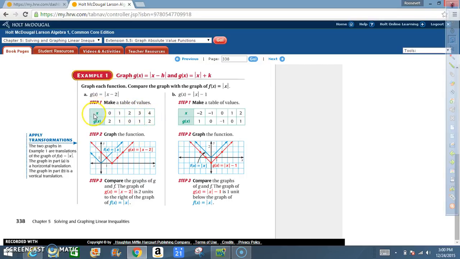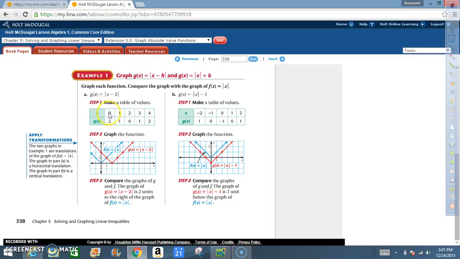However, you can make your own values when you are told to do so. And when you make your own values, remember you want to pick both positive and negative numbers. The most common numbers to pick would be 0, 1, 2, negative 1, negative 2. Once again, the most common numbers to pick would be 0, negative 1, negative 2, and then positive 1 and positive 2. But back on to step 1 in the first example of part A.